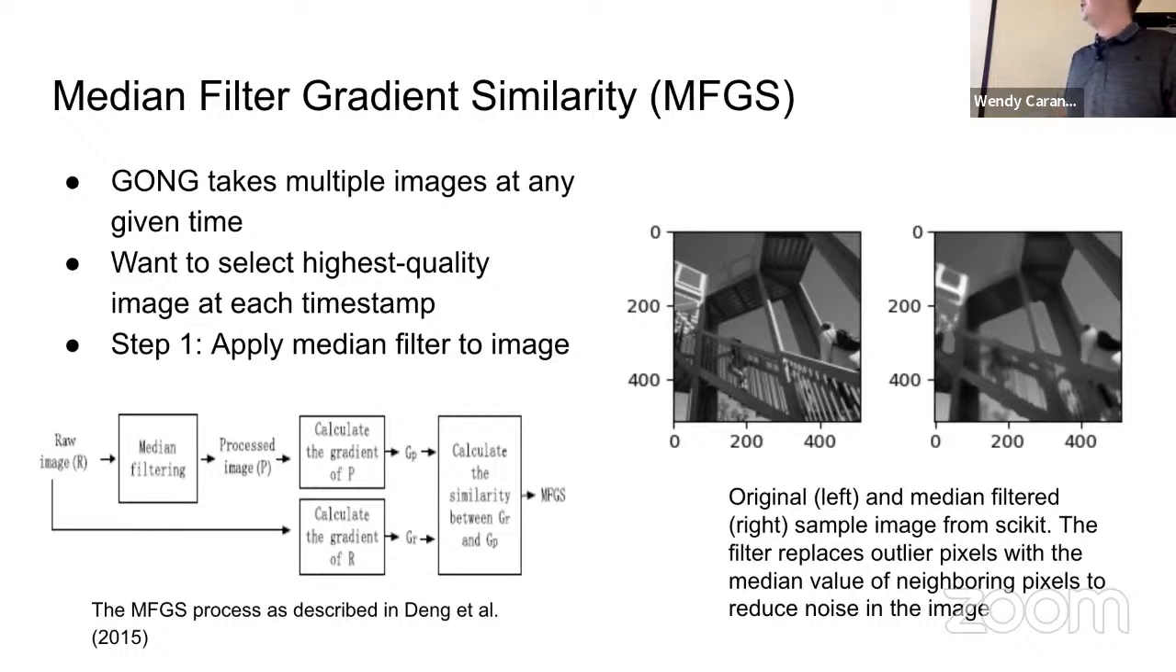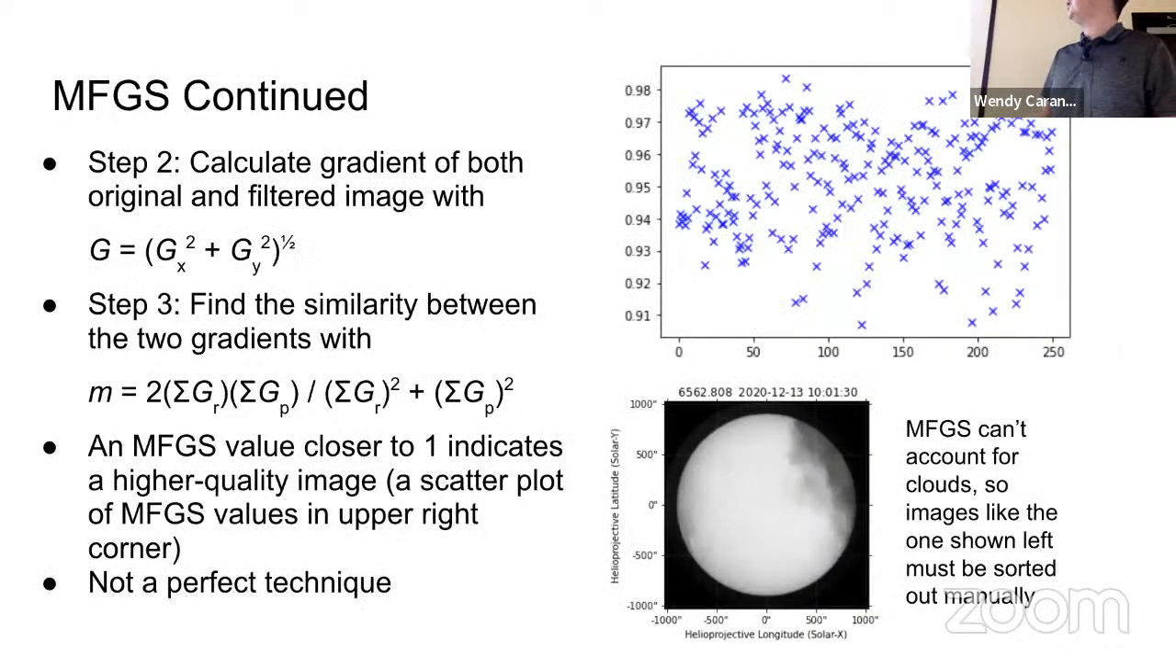So the first step is to apply a median filter to the original image. So here's an example of a median filter. This is the original, and this is the filtered image. The point of a median filter is to reduce the noise in the image. Essentially what it does is if you have a very bright or very dim pixel, it replaces that with the median of the surrounding pixel intensities. And this is just an example of what it looks like to reduce noise. I didn't show the actual H-alpha images here because it's kind of hard to tell the difference with those, because most of them are actually pretty high quality.